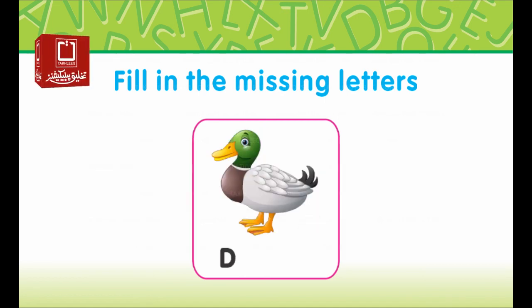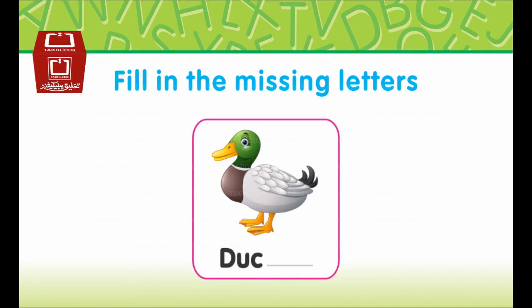Here we see the picture of a duck. Here is written D U C dash. The spellings of duck are D U C K, duck. Here letter K is missed, so we write here K.